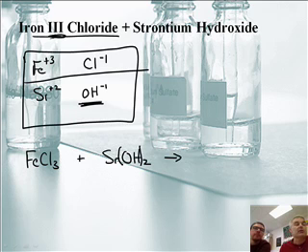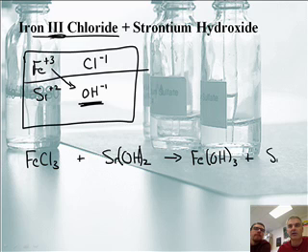And now we're going to trade partners. The iron is now going to get together with the hydroxide. So that'd be Fe(OH)3. Notice the parentheses, ladies and gentlemen. Plus SrCl2. I have to play the charge game, 2 and 1, 3 and 1, etc.